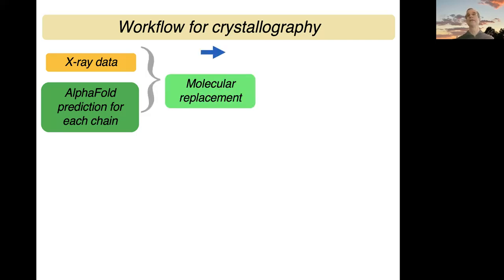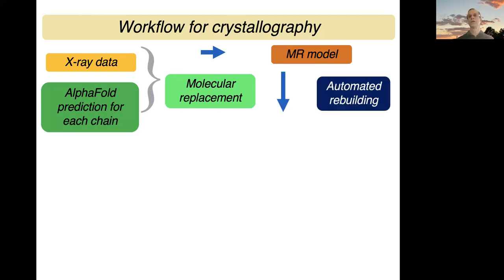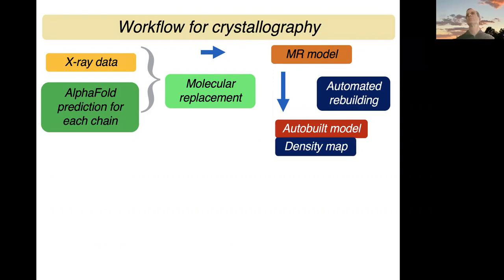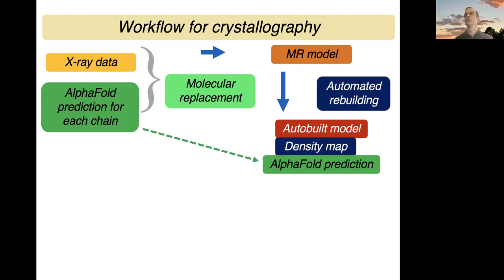And then we're going to do a molecular replacement with all the components. And we're going to get a molecular replacement model that has all components. Then one component at a time or all together, you might do automated rebuilding. So to do them all together, for example, in Phenix, you would use Phenix auto build with that entire molecular replacement model. Once you have an automatically built model and your density map, then you can bring in your AlphaFold prediction and improve each model.